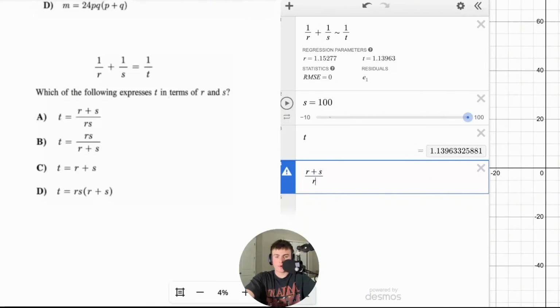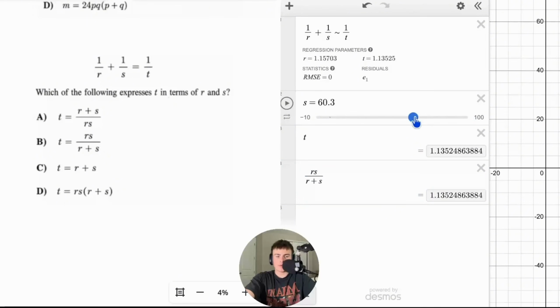R plus S over RS? No, that's wrong. RS over R plus S? That's the same thing. So that's right. And it doesn't matter. As you drag it, it's going to be the same number. So you know the answer is B immediately.